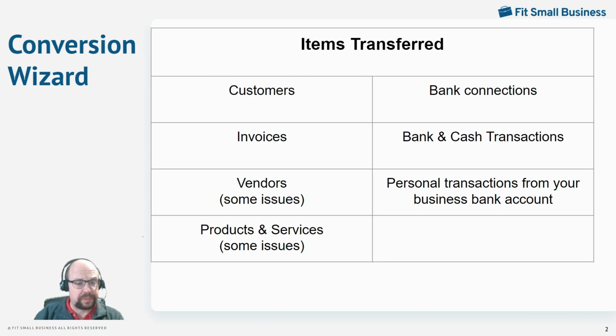Now, vendors. This is a tricky one because in QuickBooks Self-Employed, you can't have a vendor assigned to a transaction, and QuickBooks Online actually requires a vendor to be assigned to the transaction. So QuickBooks Online has to create vendors during the transfer process. They do this by pulling the information from the description. Sometimes it works really well, sometimes it doesn't, depending on what your descriptions look like that come through your bank feed. So we'll go over how to deal with that.